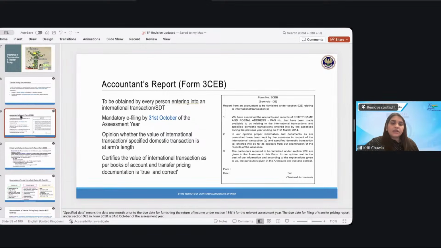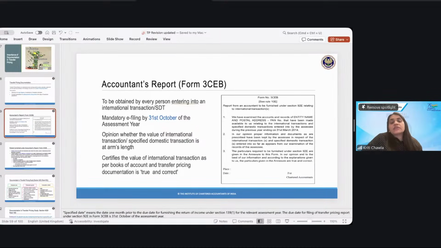This is a mandatory report that is to be obtained by every person who's entering into an international transaction or specified domestic transaction. And then there is mandatory e-filing by 31st October of the assessment year. Now, this particular accountant's report is going to provide an opinion whether the value of international transaction or specified domestic transaction is at arm's length.